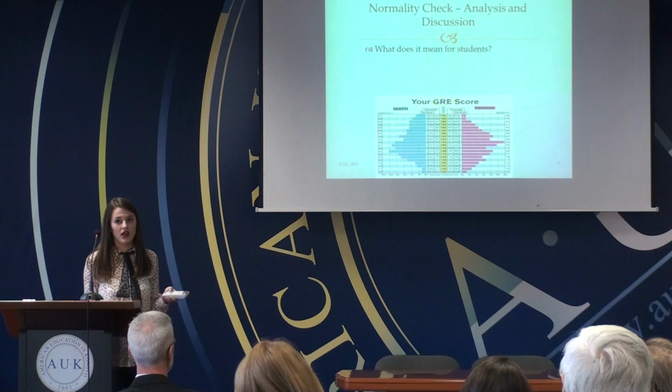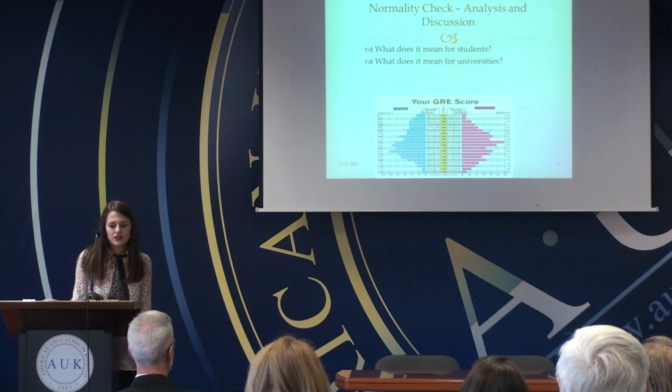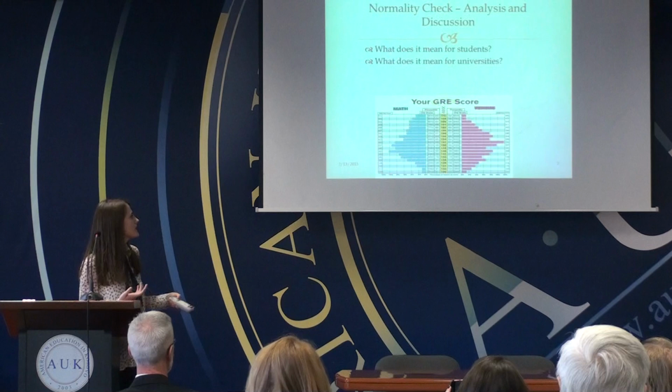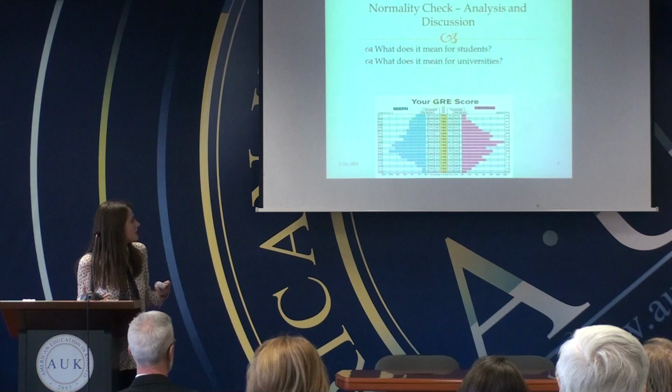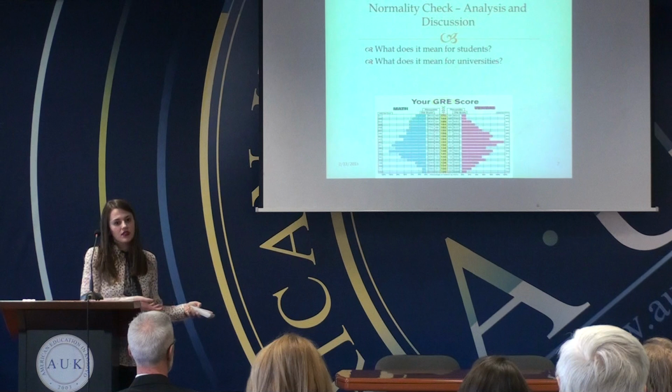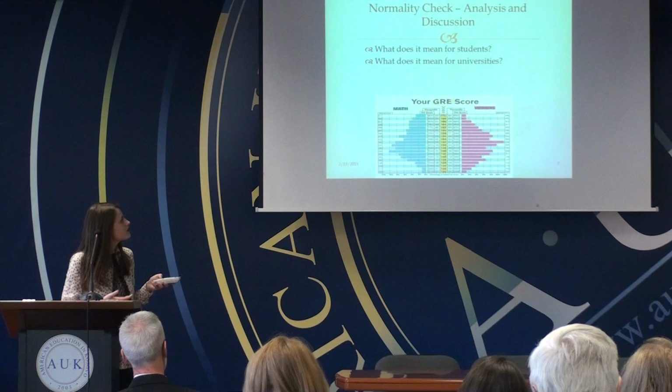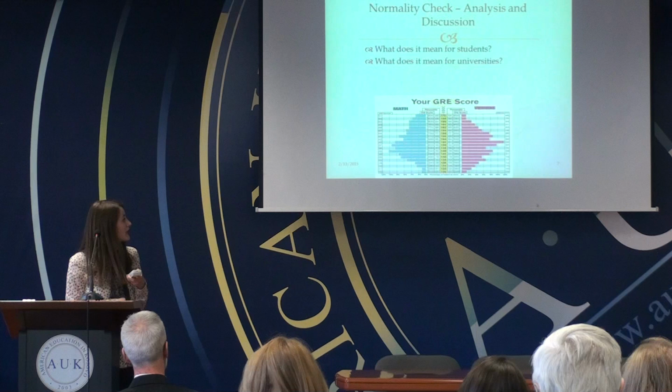The second thing is, what does it mean for universities? Well, it's similar. For universities, it's difficult because if you set, for example, a bar of 160 and the test results are not normally distributed, then you don't know how many people will be eligible to apply. It may be a lot, it may be very little, so it is more difficult for universities if Matura exams, for example, are not normal, which is the case at the moment.